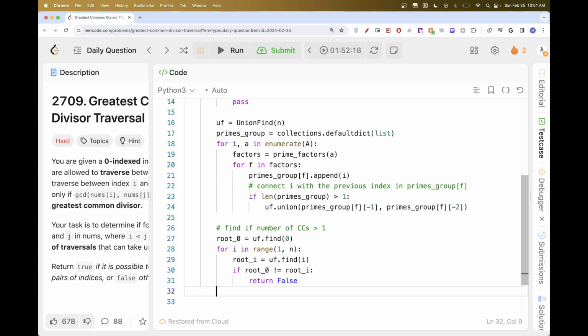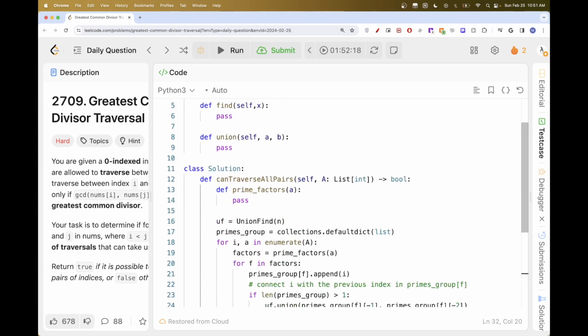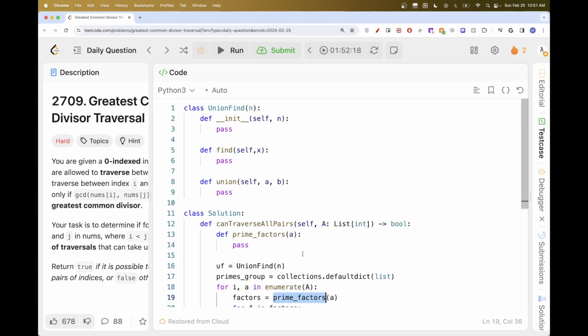So that means we can return false in this case. And then if we go through all of them and all of them were equal to the root of the first index, then that means they are all in the same connected component. So in that case, we can return true. Okay, and that's pretty much the core of the problem here. What's remaining is just to fill in the functions' definitions.